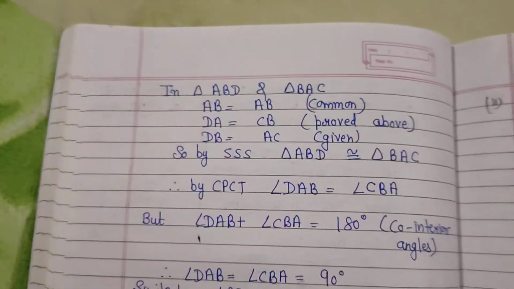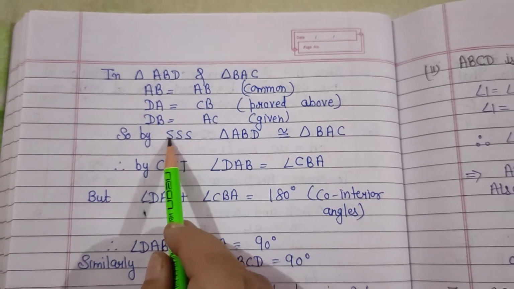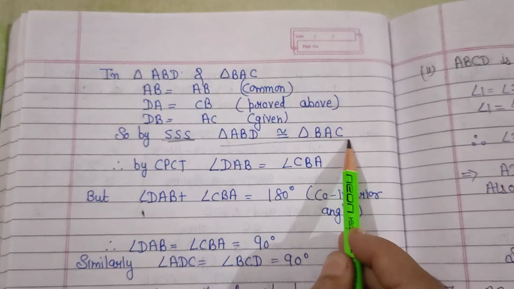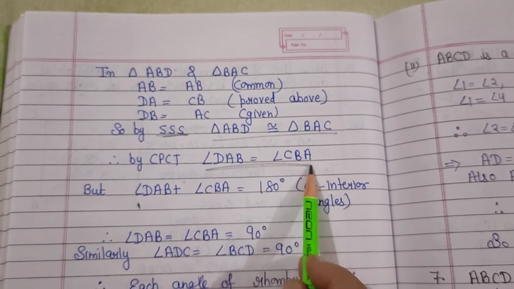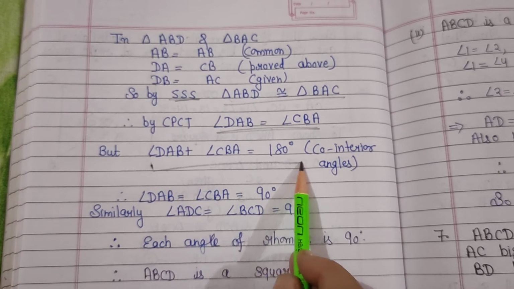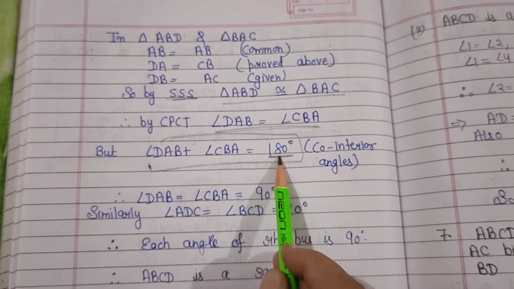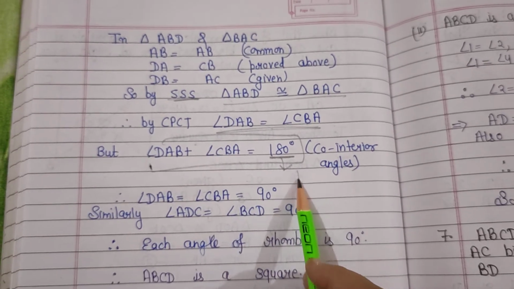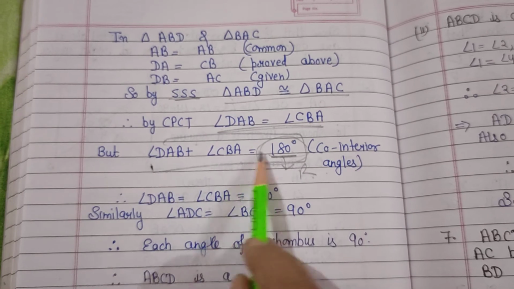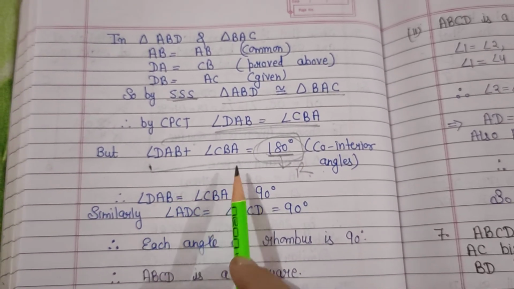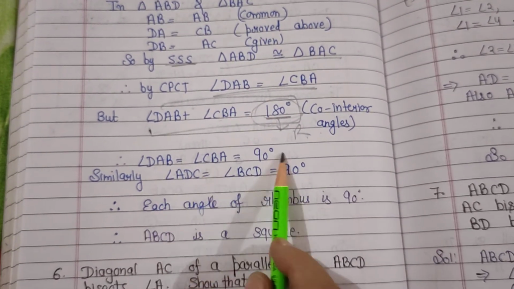Here I have proved, I have taken triangle ABD, triangle BAC. By SSS criteria, both the triangles are congruent. By CPCT, angle DAB is equal to angle CBA, but these are co-interior angles, so their sum is 180 degree. Why 180 degree I can take? Because of rhombus, only because of rhombus I am taking it, their sum is 180 degree. So their sum is 180 degree, but they are equal, so each of 90 degree.